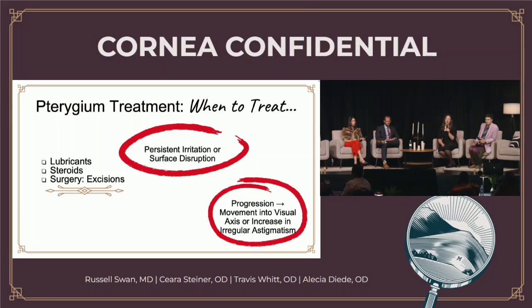Different treatments and when to treat. If the patient is uncomfortable, lubricants and steroids can certainly help calm down the pterygium from a patient comfort standpoint, but it's not necessarily going to get rid of it, and that's where an excision comes in. So if a patient is getting a lot of irritation, surface disruption, or the pterygium is moving closer into the center of the visual axis, I would say, talk about having surgical removal there.